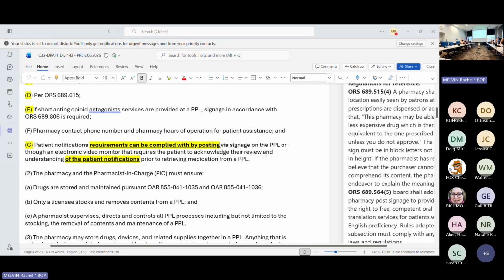Patient notification requirements can be complied with by posting signage on the PPL or through an electronic video monitor that requires the patient to acknowledge their review and understanding prior to retrieving medication from a PPL.